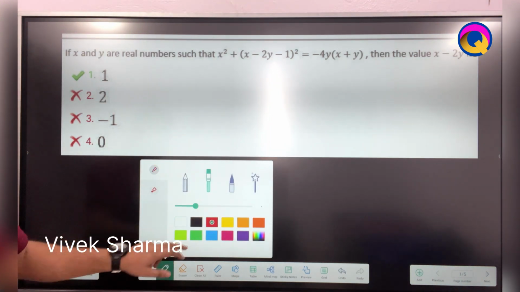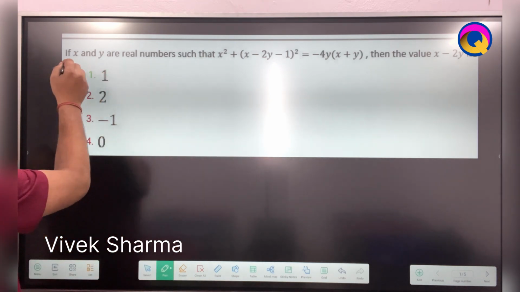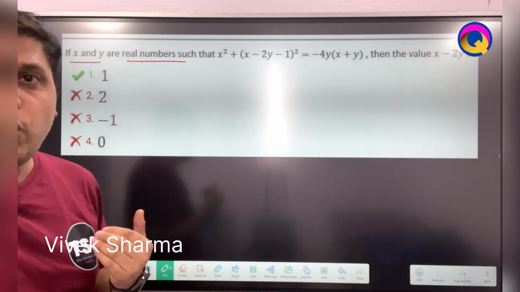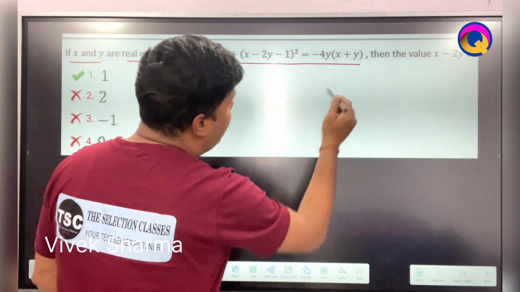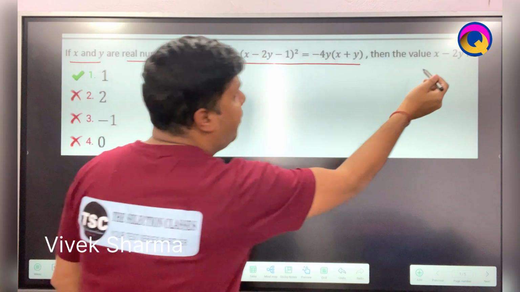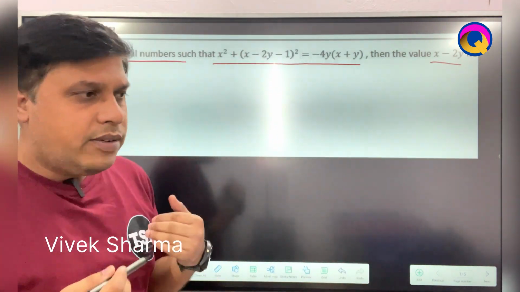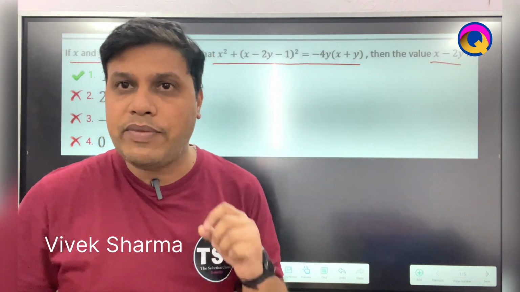So according to the question, x and y are the real numbers. So there are two numbers x and y, they are the real numbers, and an equation is given to us and we have to find the value of x minus 2y. It is a very simple question from the algebra, we can say.